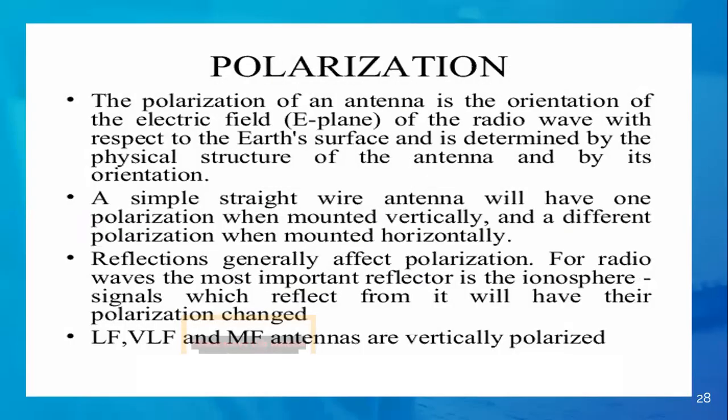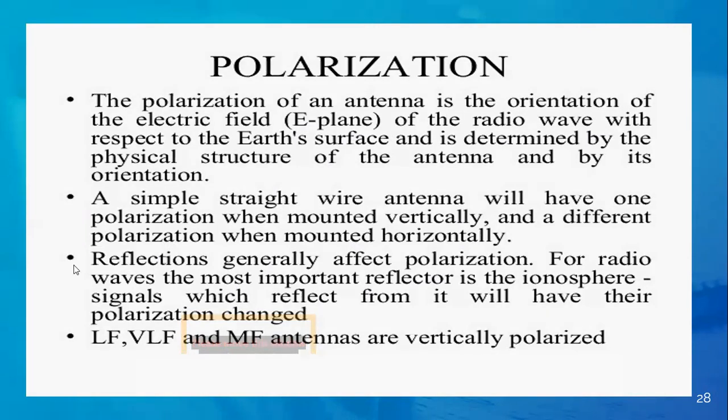The polarization is next. Polarization of an antenna is the orientation of the electric field, that is the E plane, of the radio wave with respect to the earth's surface, and is determined by the physical structure. An antenna can be mounted vertically or horizontally. The low frequency, LF, is nothing but low frequency, VLF very low frequency. These are the frequency ranges we can find, if you are having the vertically polarized section.